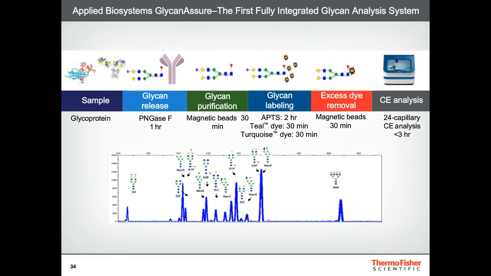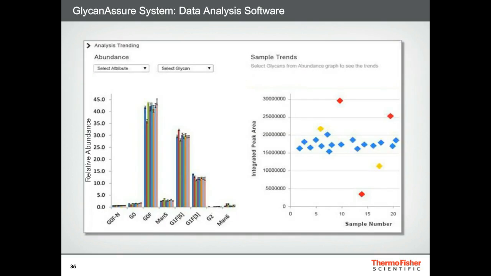We also have the assay-specific software for fast data analysis and reporting. It takes less than 1 hour to perform the data analysis on 96 samples. There are several ways to visualize the data. You can see the relative abundance of your glycans in your samples, and you can also plot selected glycans from the abundance plot to see the trends and quickly pick up the outliers if there are any. So it's very user-friendly data analysis software and has some really nice, cool features.